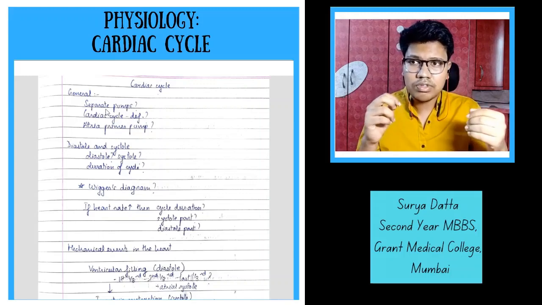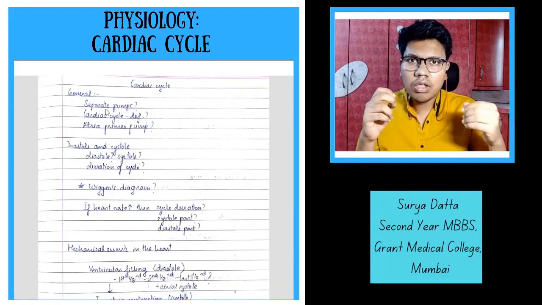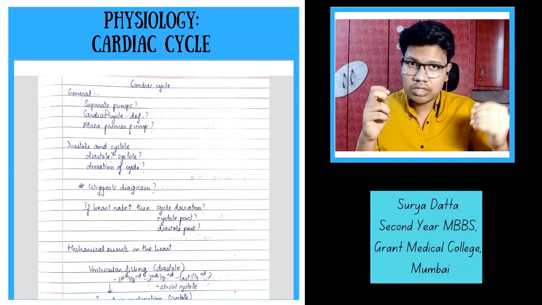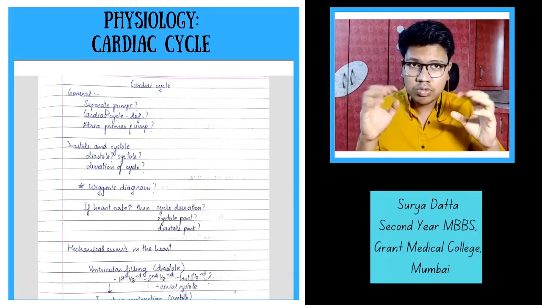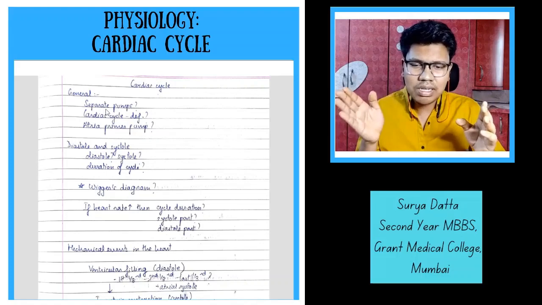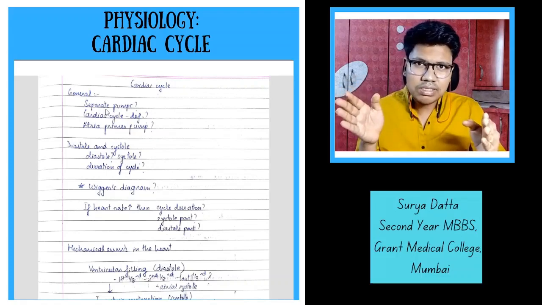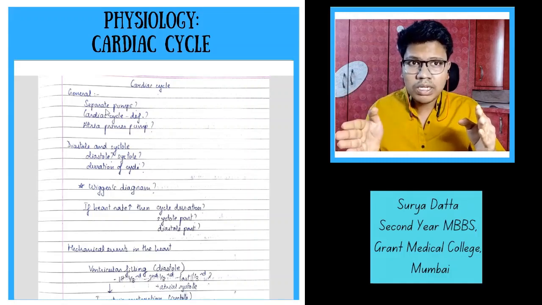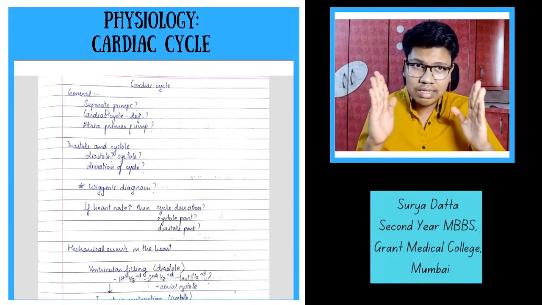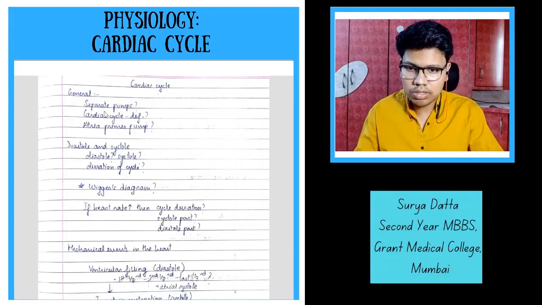So, what is the definition of cardiac cycle? If you want the bookish definition, you should just look it up because that will make a lot more sense. But just to understand, it's basically the series of events that happen in the heart from one heartbeat to the next, right? That's the time frame we're working with.